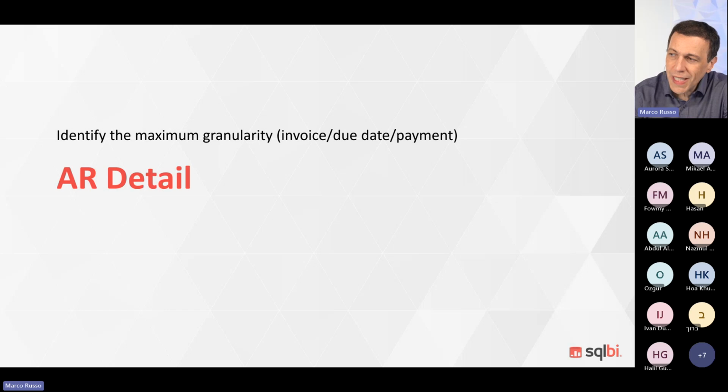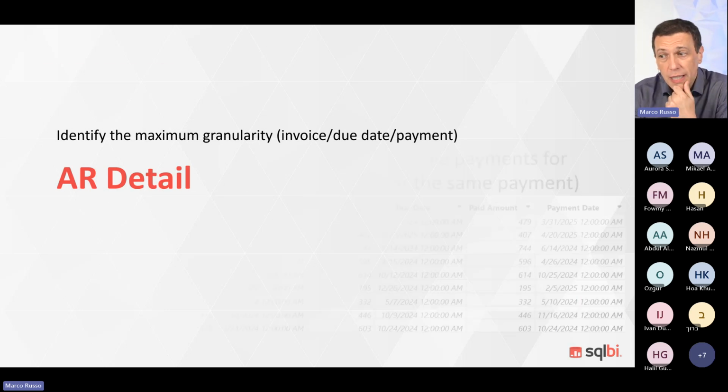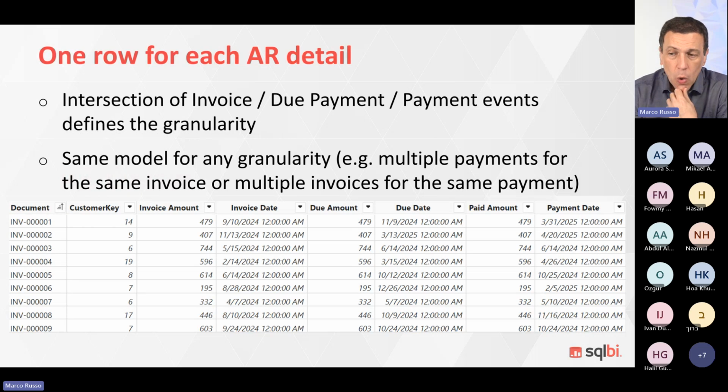So, what is the best approach? You remember the table that I showed at the beginning, this AR detail, where instead of having multiple rows for the same document, ideally we have, let's say, one row for each document. But if we have, let's say, one invoice, two due dates for that invoice, and three different payments for those, you have at least 3 rows, or maybe 6 rows, because it depends on what each payment covers. So you could have up to 6 rows to describe just that single invoice.